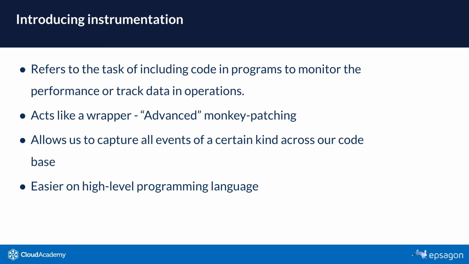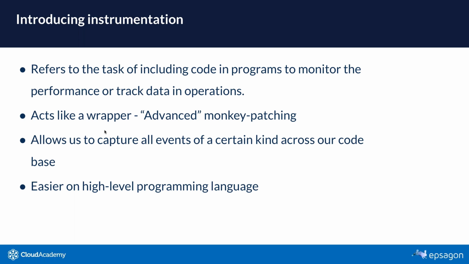Instrumentation refers to the task of including additional code on top of our existing program. Mainly in computer science, it's tied to detecting performance or tracking any operation. So in our case, performance monitoring and troubleshooting, exactly what we're looking for here. It acts like a wrapper. To some extent, it's like monkey patching, but in a more advanced way, like we do in unit testing to mimic some operation and change the original behavior. And once we change the original behavior, it allows us to capture any kind of events automatically without needing to do it before every request and after every request.